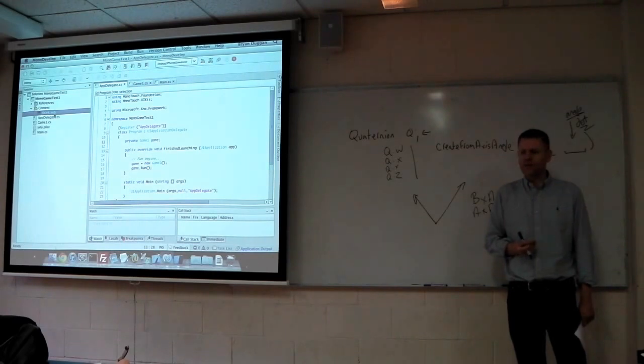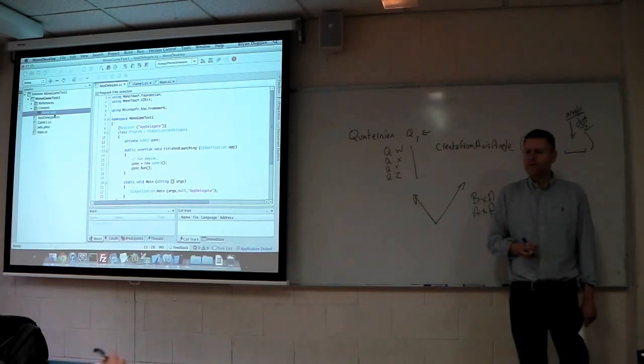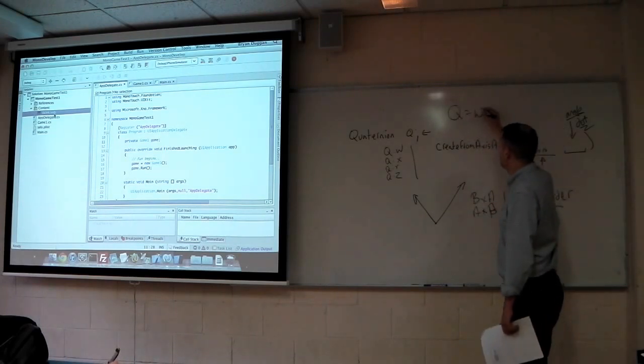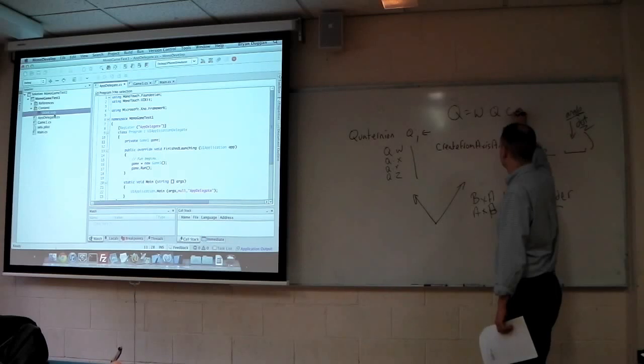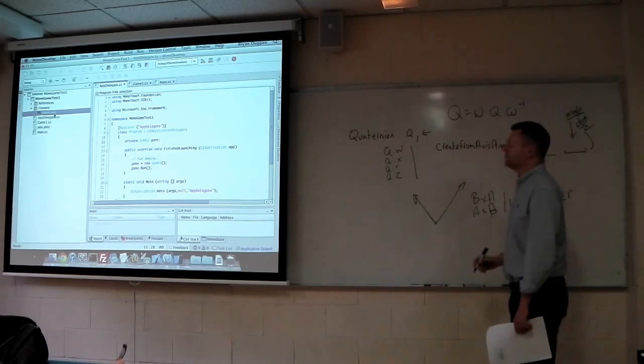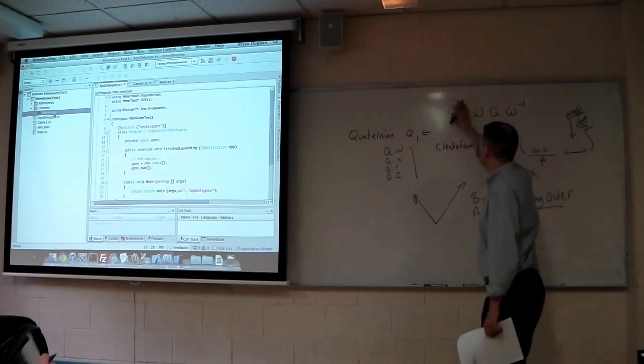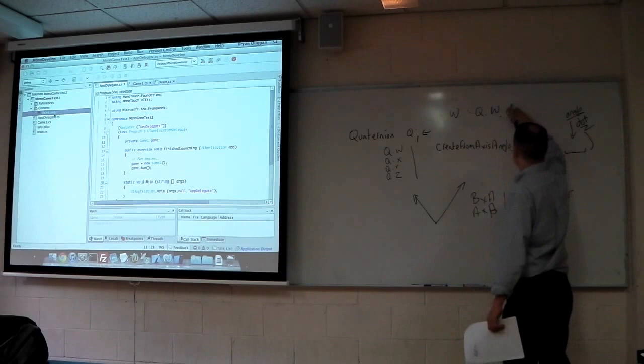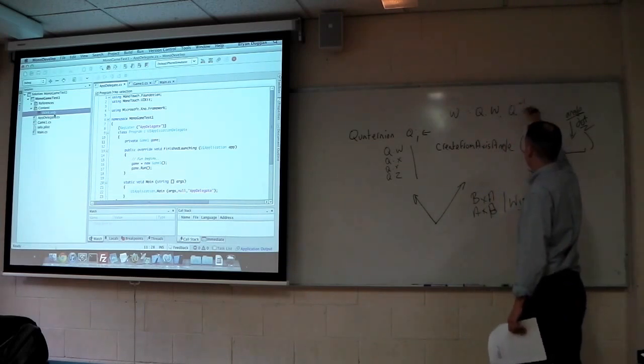How do you rotate a vector by a quaternion? Anybody remember? Do you remember this one? Q equals W times Q times the inverse of. Or is it the other way around? Do we say W equals Q times W, yeah, multiplied by Q inverse.